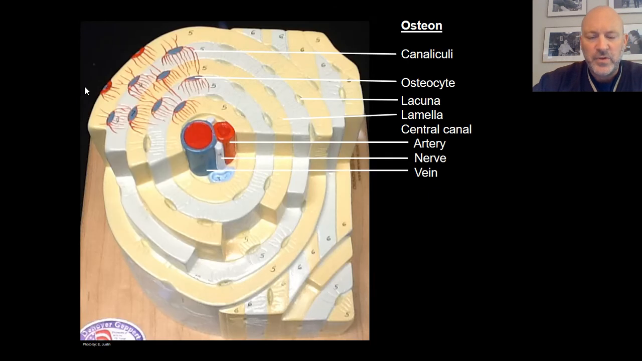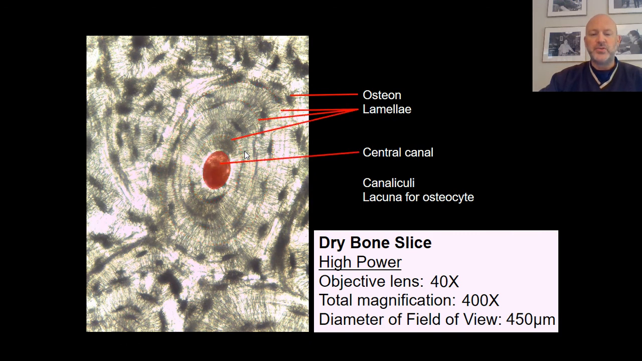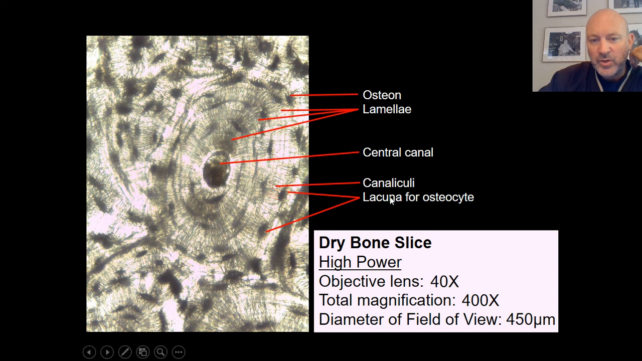Now that's a model view. If we look at the real view under the microscope, this is a high power view, by the way. This is one whole osteon. We could see the rings going around, the lamella. There's one. There's one. There's one. There's our central canal. In there, we would have arteries, veins, and nerves. There's an osteocyte in a lacuna. There's another osteocyte in a lacuna. And you see the canaliculi, right? You see the canaliculi right there, extending from lacuna to lacuna all the way to the central canal.